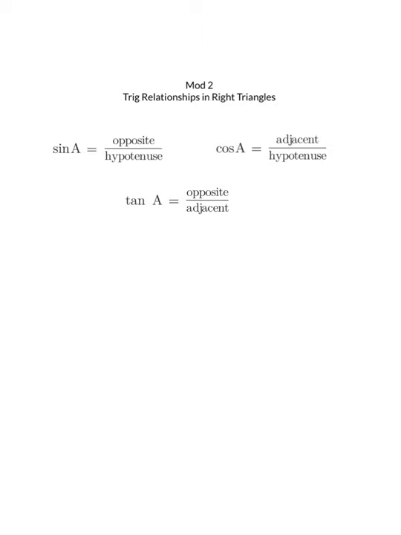The cosine of angle A is defined to be the adjacent over the hypotenuse. The adjacent means the leg that is connected to angle A. And then the tangent for angle A is defined to be the side opposite of angle A over the side adjacent or connected to angle A.